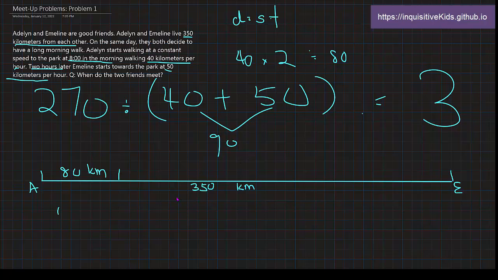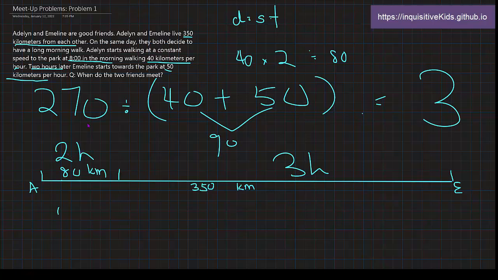So is that our answer? 3 hours? Well, no, because it's asking for when, not how long. This is how long it took, but when did they meet? Well, we know that it started at 8 o'clock in the morning. That was 8 o'clock, right? And then you have to know that this is 2 hours. This is 2 hours. And for this part, it took 3 hours.